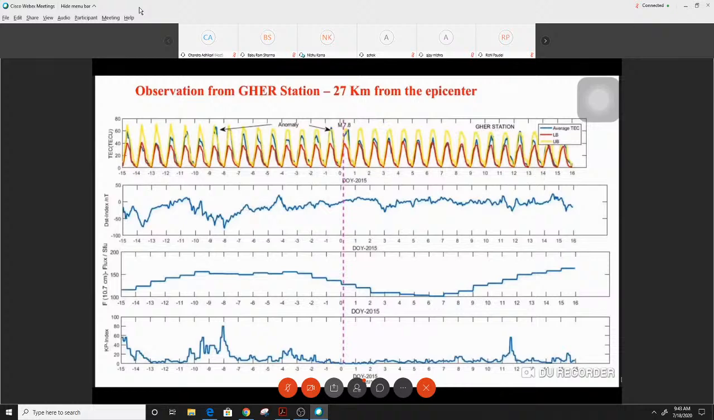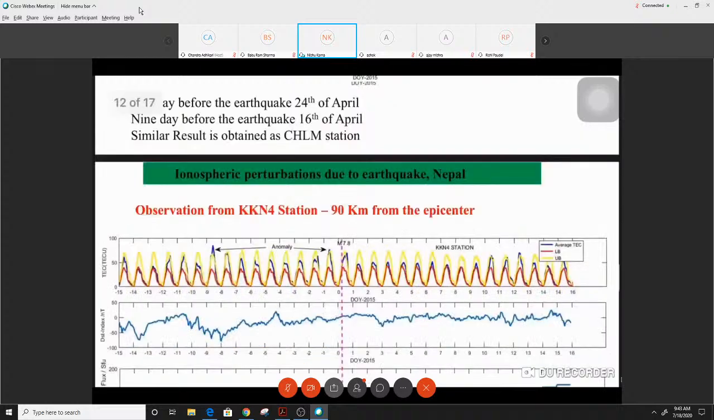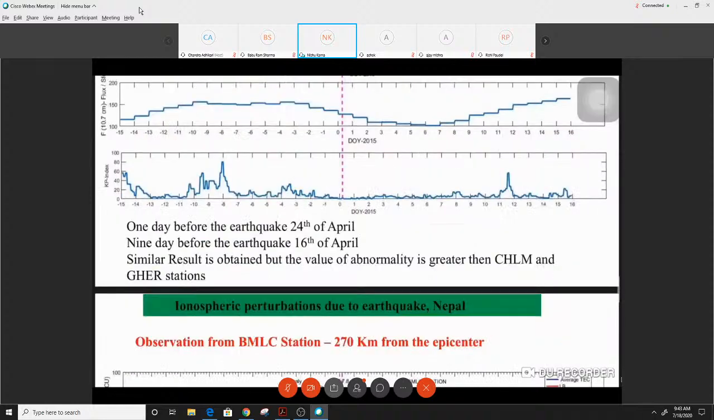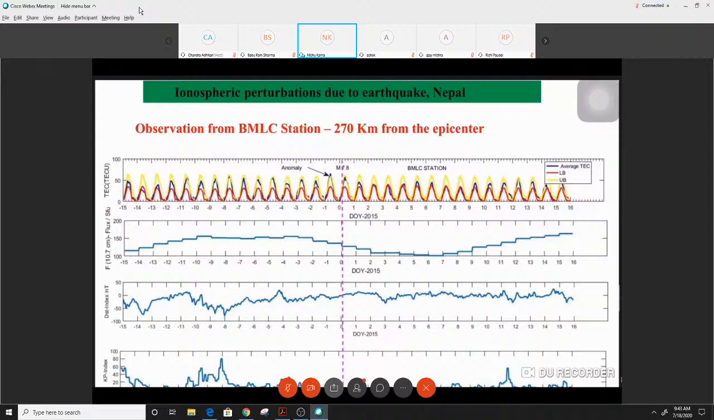We also used one of the stations, KKN4, which is 90 kilometers from the epicenter, and found a similar one day and 9 days before the earthquake. Now, another station, which is a little bit farther from the epicenter, found only one precursor signature, meaning only one pre-earthquake anomaly was found one day before the earthquake. We could not detect the 9th day before the earthquake. It may be that the ionospheric perturbations also depend upon the distance from the epicenter.